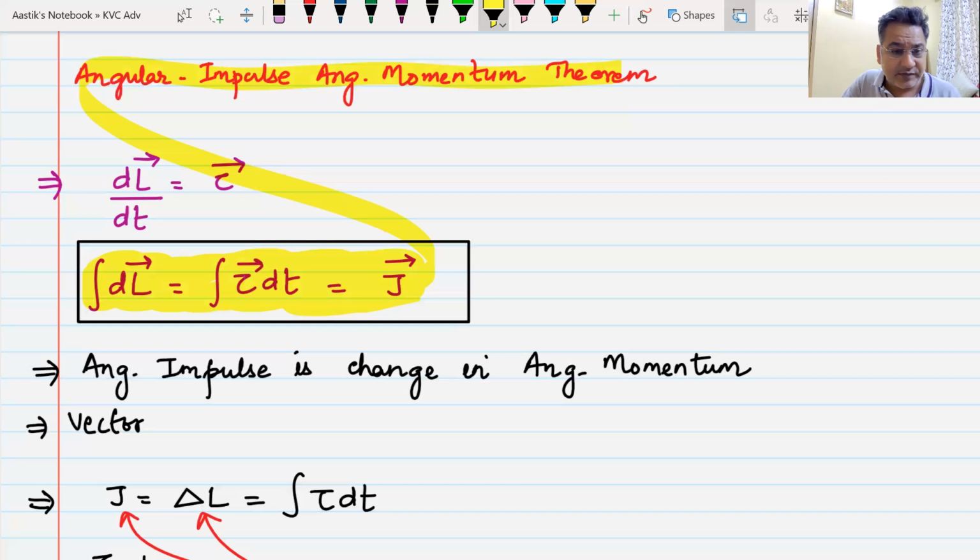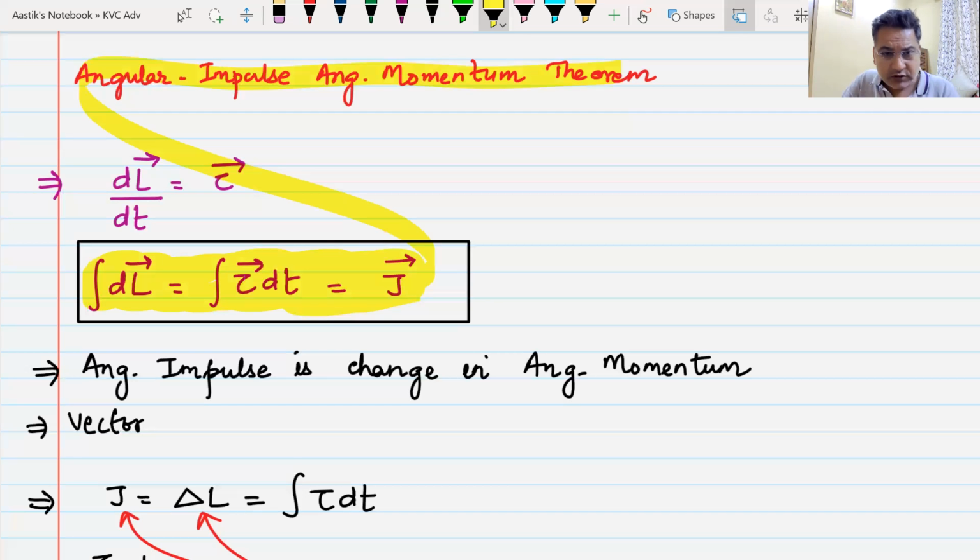This is angular momentum theorem. Angular momentum theorem. Noted it down? Yes, sir.